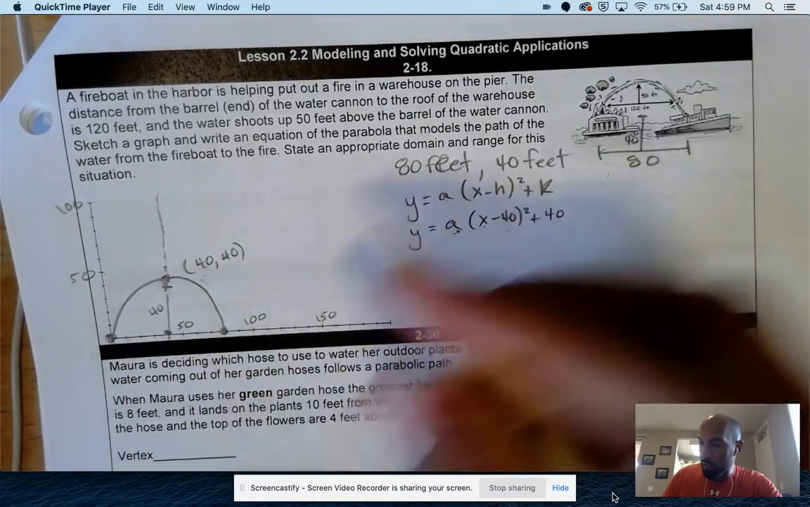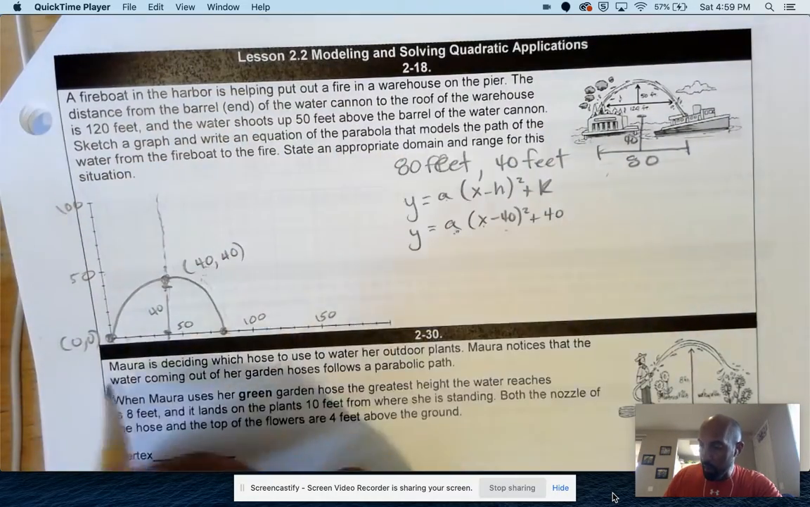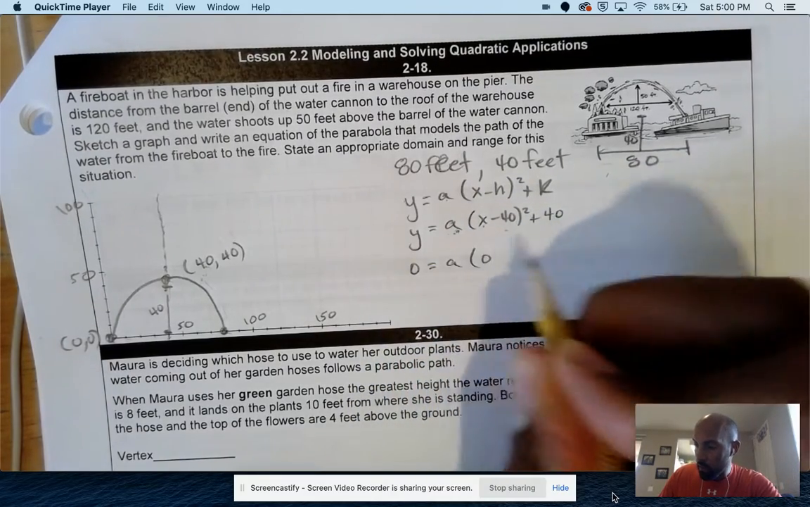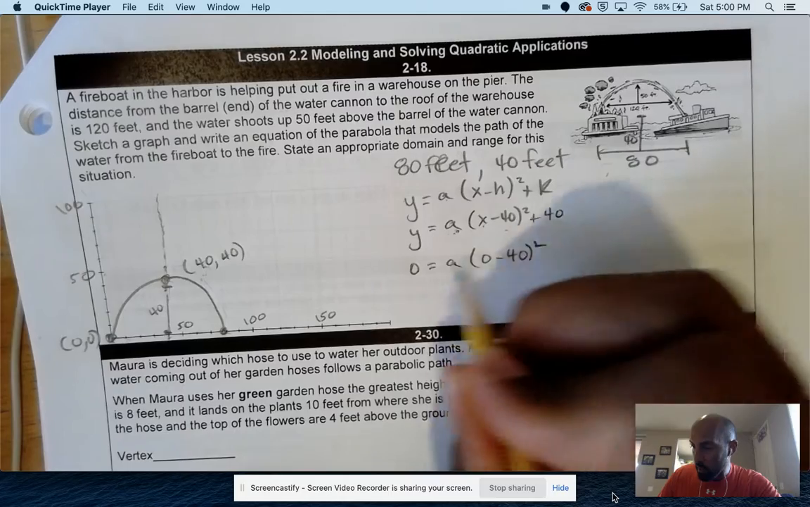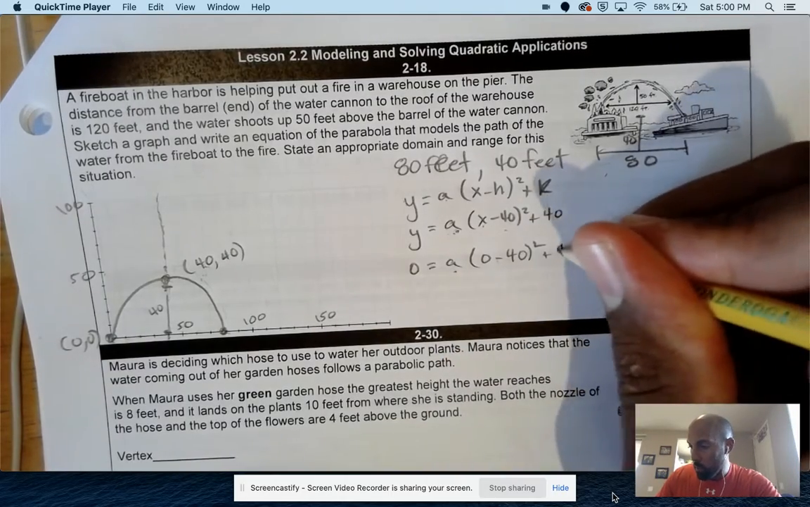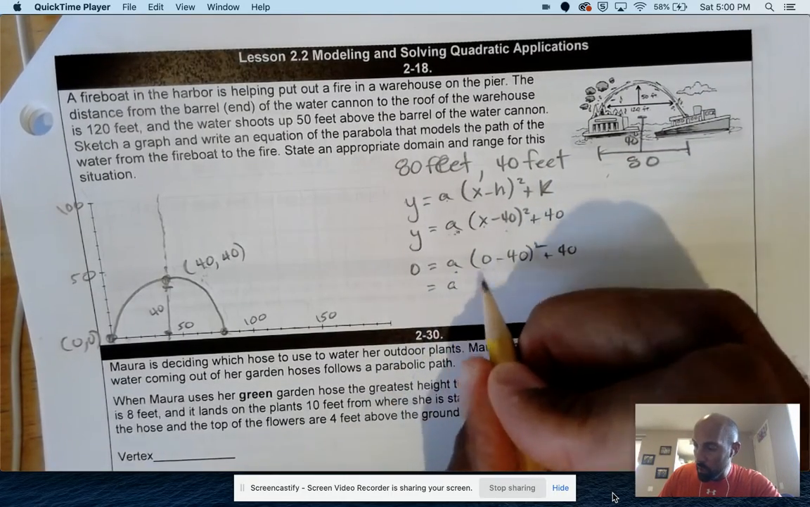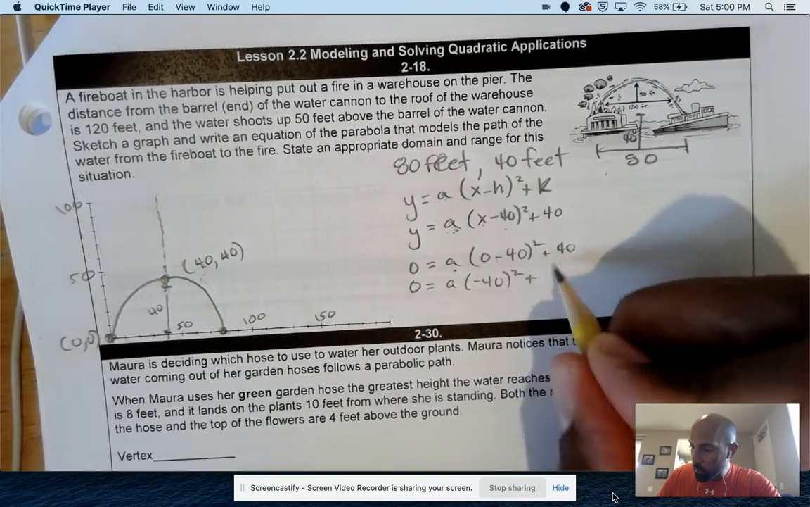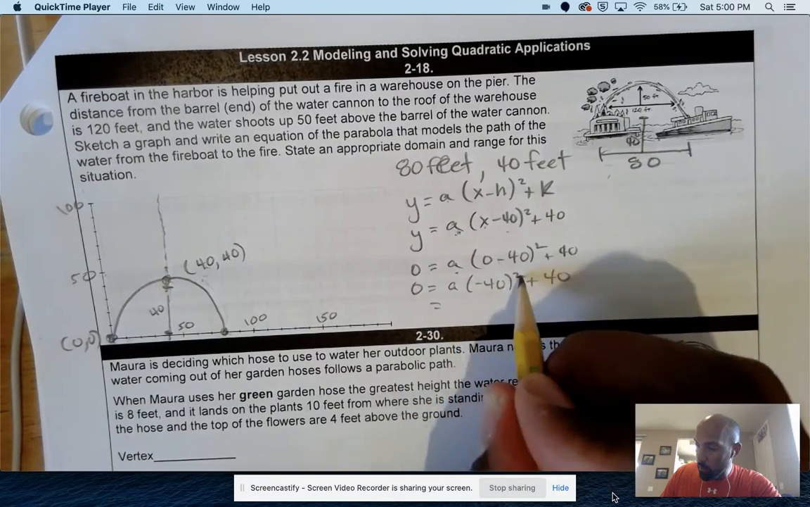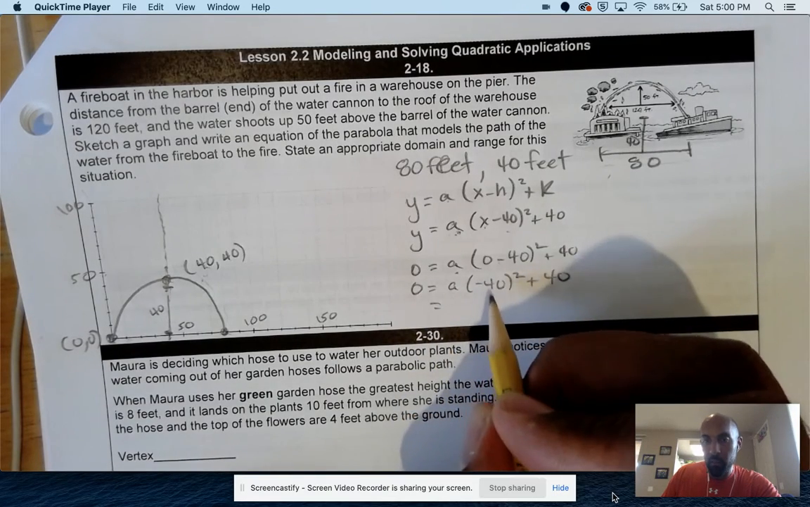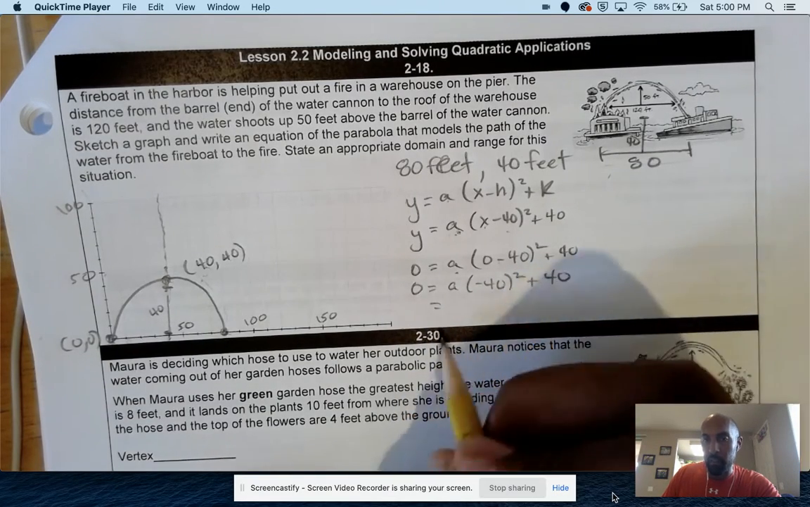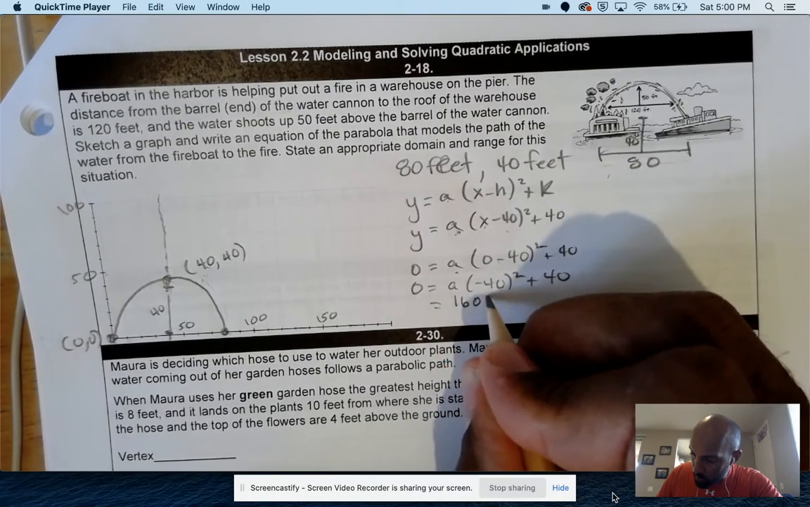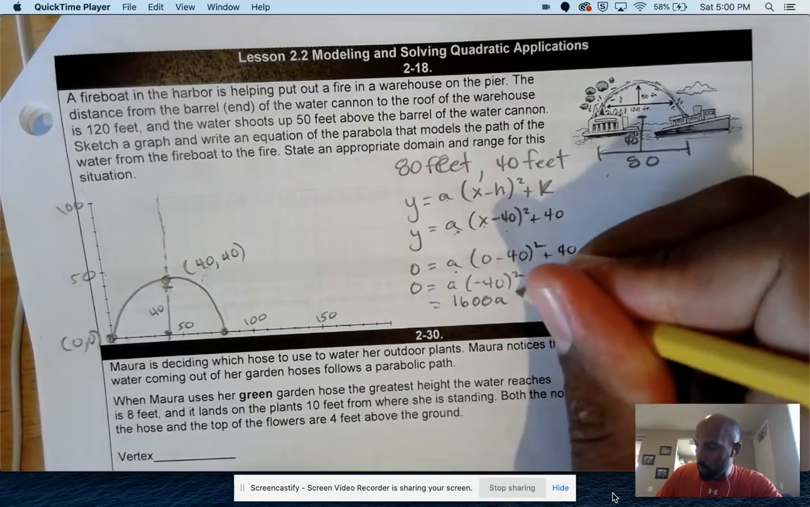All right, so I'm going to take this point, (0, 0), and plug that into the equation. So 0 for the y, 0 for x, and now we're going to solve for just a. Okay, so one thing at a time. Now 0 minus 40, that's negative 40, and plus 40. And so now negative 40 squared, well, use a calculator or just do 4 times 4 and then add 2 zeros at the end because it's 40 times 40. So that's going to be 1600. So 1600 times a plus 40.